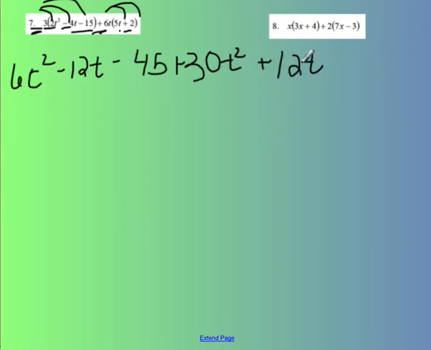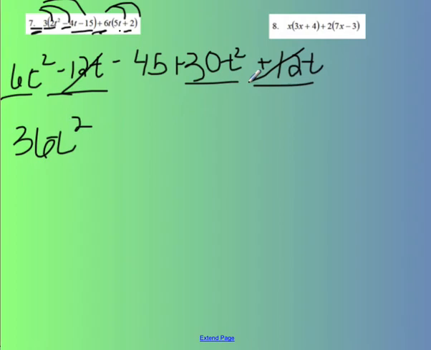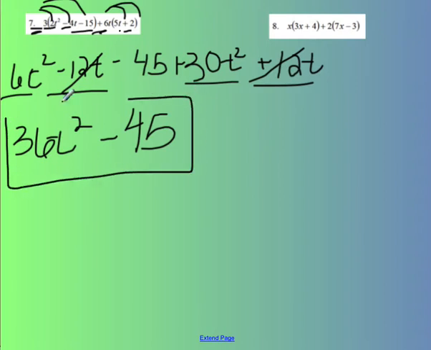So now we want to take and combine our like terms. So we have 6t squared plus 30t squared. That's going to give us 36t squared. Negative 12t plus 12t, well, those are actually just going to cancel out. So I don't even have a t term. And then last but not least, I'm going to have this minus 45 left over. So that's your answer for number 7. I want you guys to go ahead and try number 8 on your own.